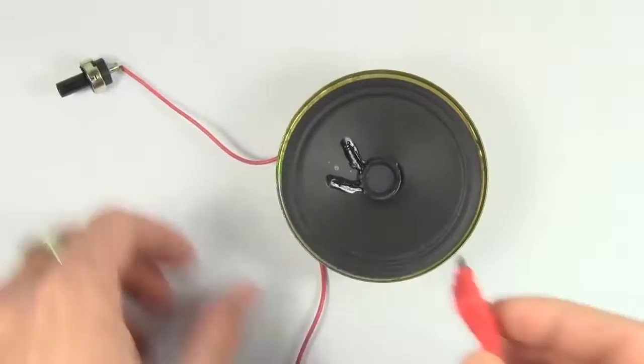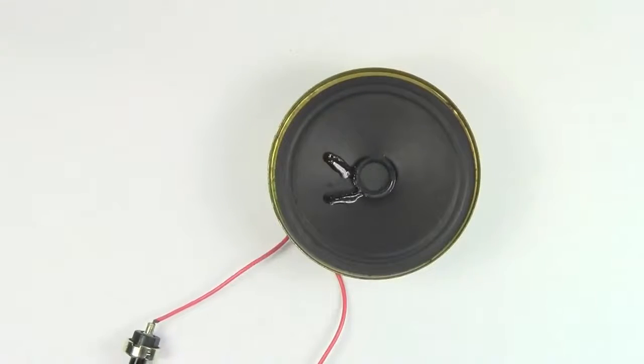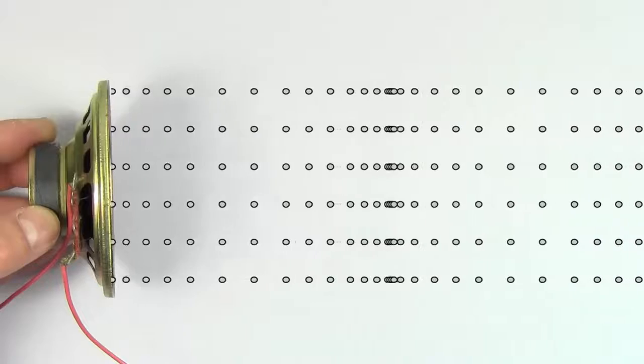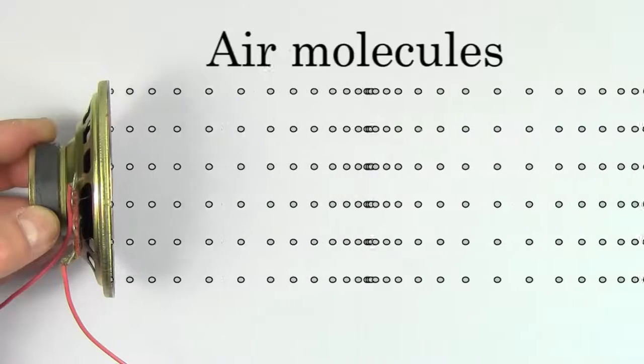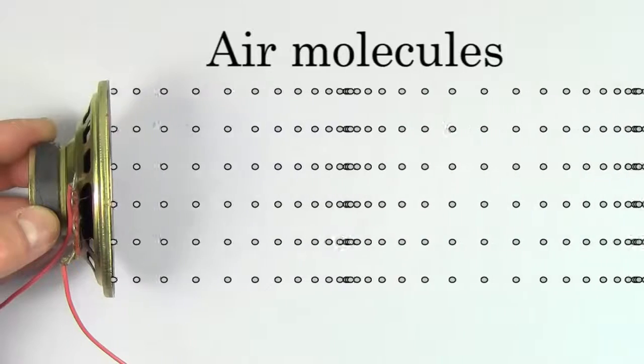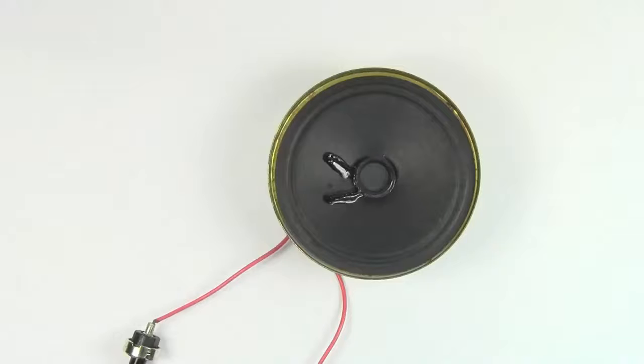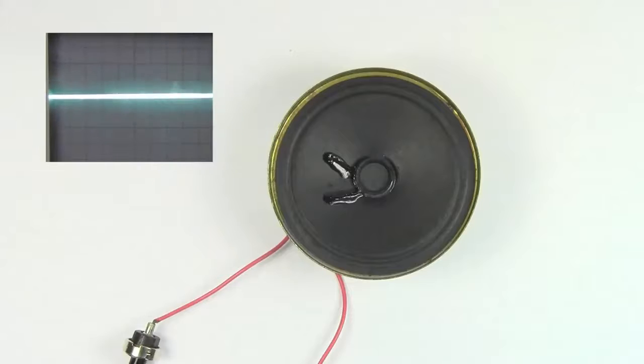This is what a sound wave sounds like, but what does a sound wave look like? Well, the air through which the sound wave is traveling looks something like this. But if you want another visual representation of the sound, we can hook this speaker up to an oscilloscope and it gives us this graph.